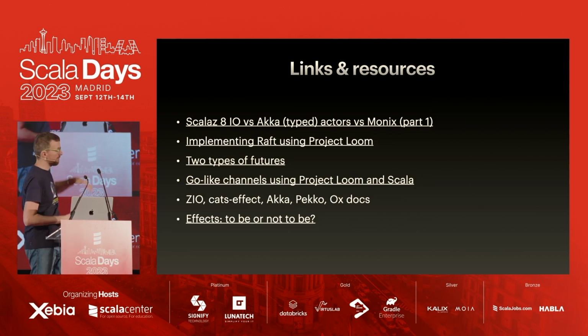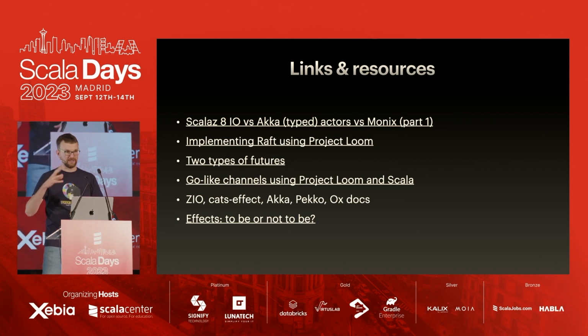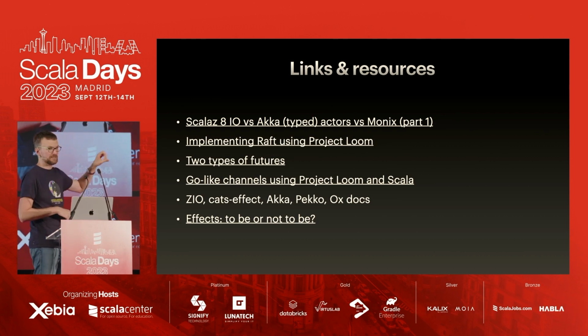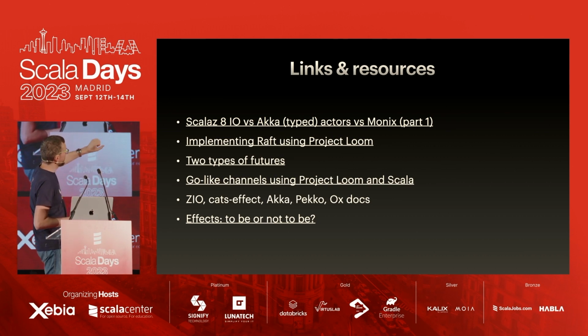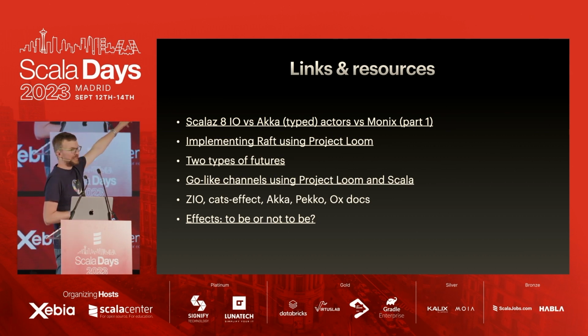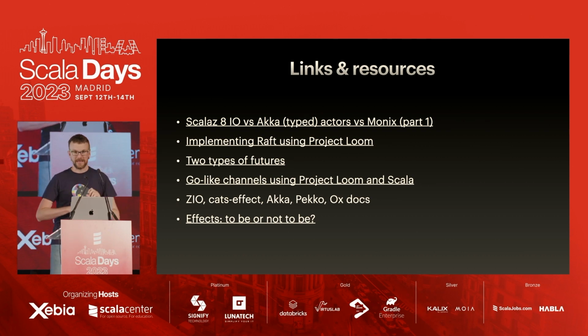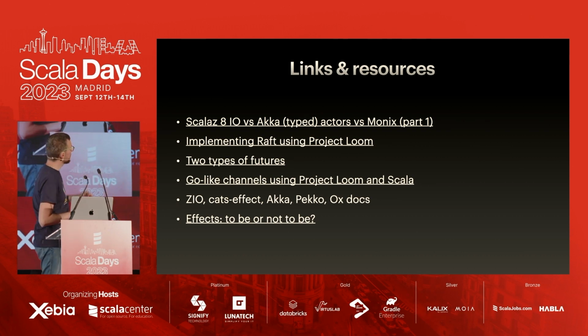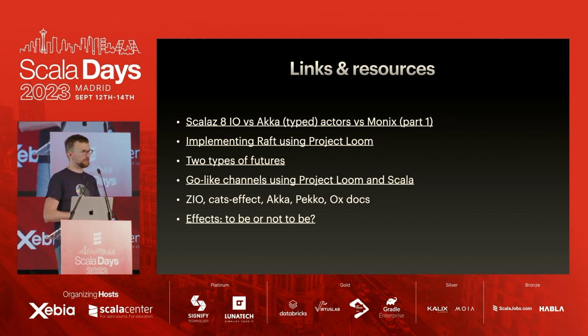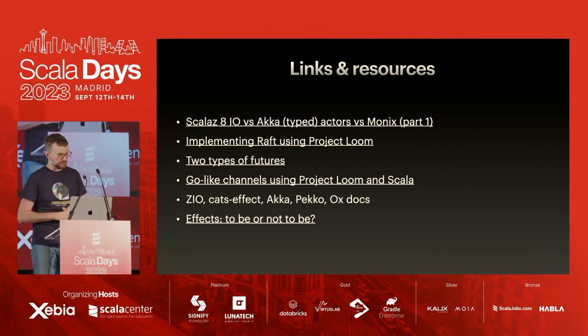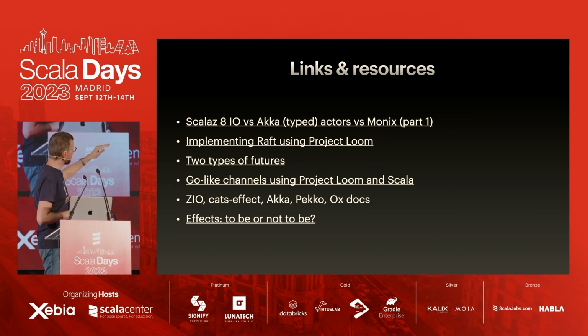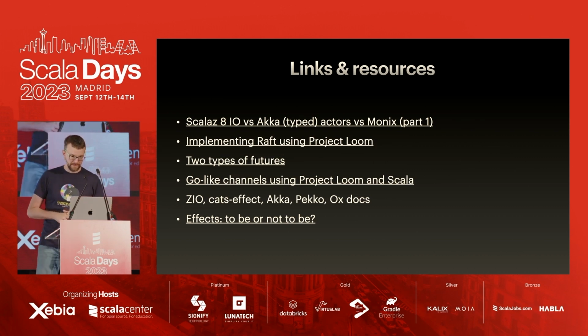There's a couple of resources if you would like to explore more. I will put these slides on my webpage so that you can actually click the links. Otherwise, it's quite hard to do it here. I've got a series comparing Scala's ZIO, which was formerly ZIO.io, and Akka and Monix. That's a bit dated in terms of libraries, but the ideas are exactly the same. I've also got an article where I try to implement Raft using Project Loom and ZIO and compare these two approaches. The ZIO, Cats Effect and Pekko docs are really great. So if you want to explore more of these libraries, take a look there.